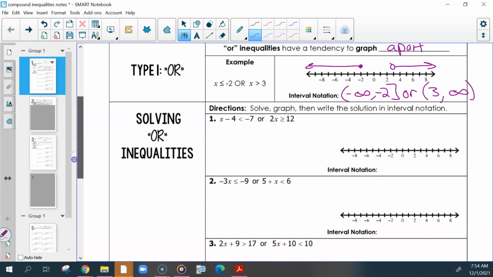So when we solve these, you're going to get what looks like two separate inequalities. You're going to solve both of them separately. So pretend like this was an inequality, and then this was one, and you're solving them separately. So this first one, I would add 4 to the other side. The second one, I would divide both sides by 2. So I'm not doing the exact same thing to both sides because these are two separate inequalities.